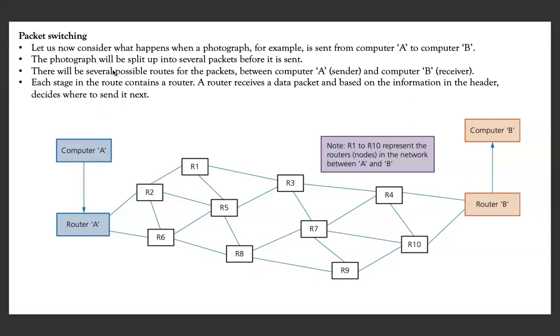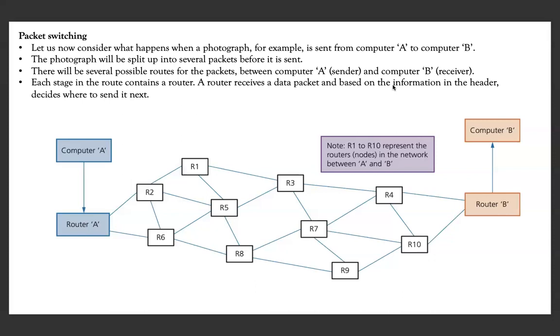Okay, so the photograph will be split into several packets before it is sent. There will be several possible routes for the packets between computer A, which is the sender, and computer B, which is the receiver. Each stage in the route contains a router. As you can see, these are all routers. The router receives a data packet and, based on the information in the header, decides where to send it next.